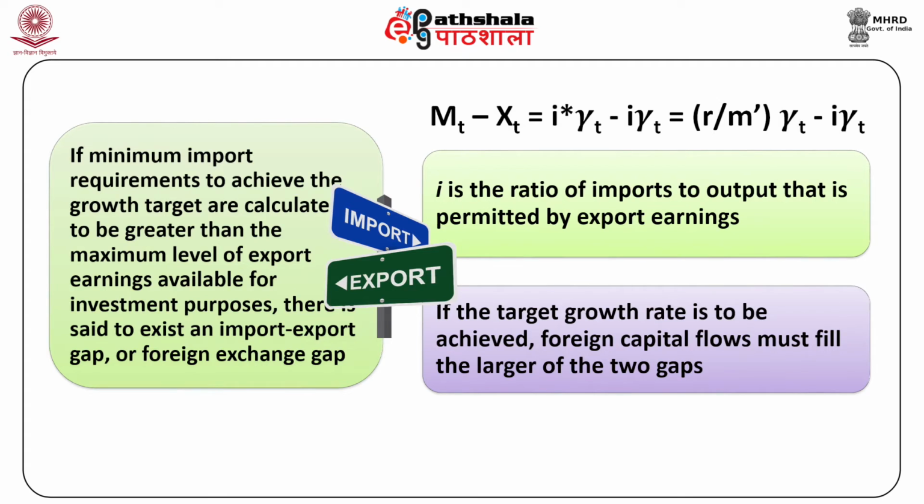Similarly, if minimum import requirements to achieve the growth rate are calculated to be greater than the maximum level of export earnings available for investment purposes, there is said to exist an import-export gap or foreign exchange gap equal to, at time t, M_t minus X_t, which is equal to I* gamma t minus I into gamma t, which is equal to R upon M' multiplied by gamma t minus I into gamma t, where I is the ratio of imports to exports that is permitted by export earnings.